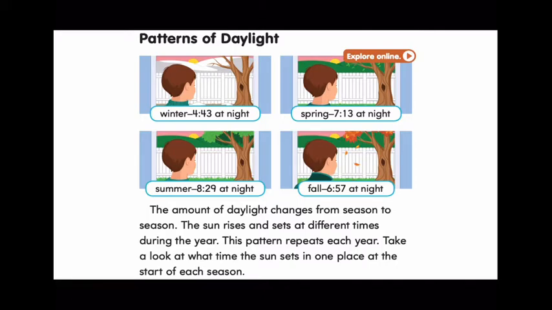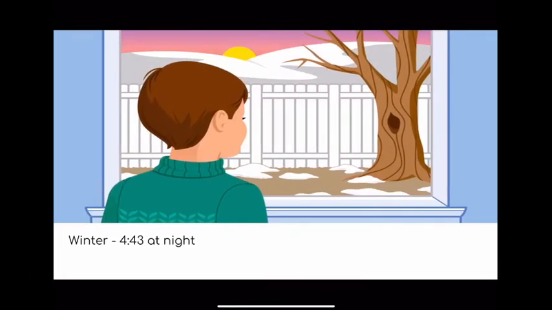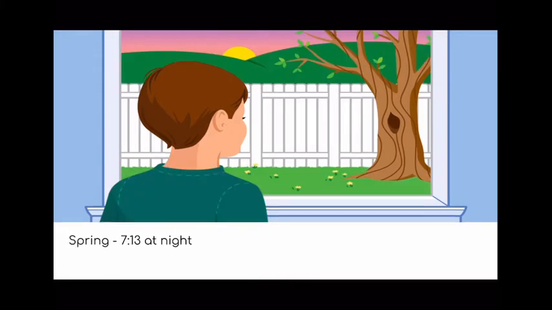Take a look at what time the sun sets in one place at the start of each season. This day in winter, the sun seems to set at 4:43 at night. The sun seems to set earliest on winter days. On this day in spring, the sun seems to set at 7:13 at night. The sun seems to set later on spring days than on winter days.